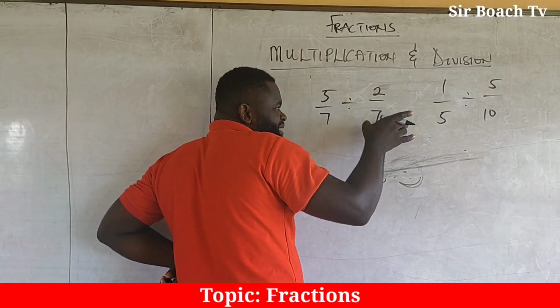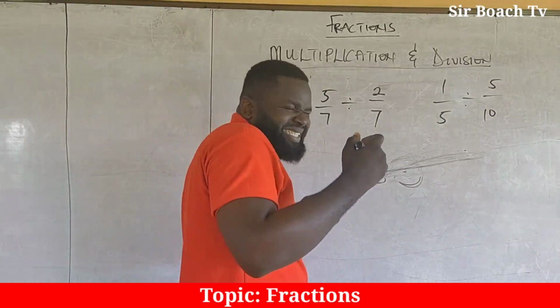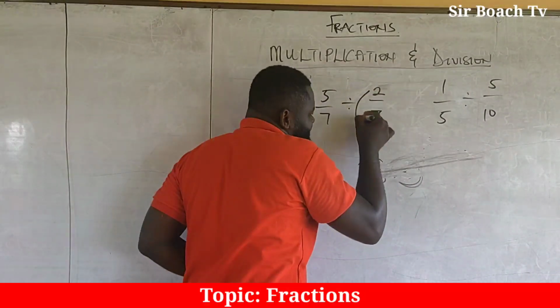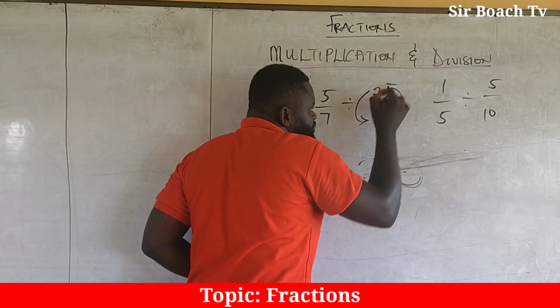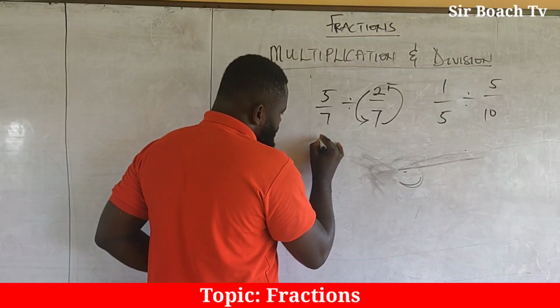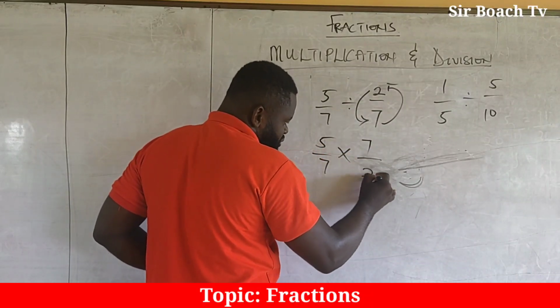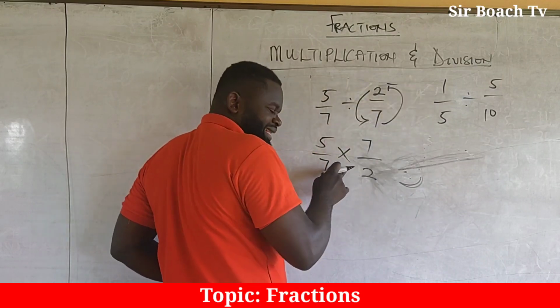What do we do to the second term? We reciprocate the second term. What do I mean by reciprocate? We exchange it. Our numerator becomes the denominator, and our denominator becomes the numerator. Then the sign will change to multiplication. So we get 5 on 7 times, then this one will come up 7 over 2. You see, it has changed, and it has made the sign change.